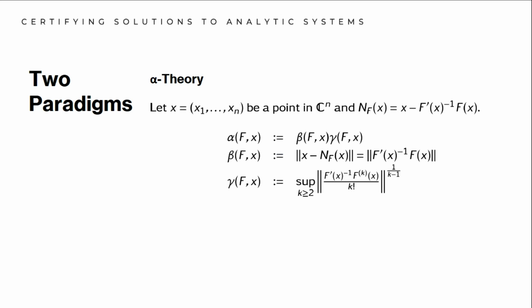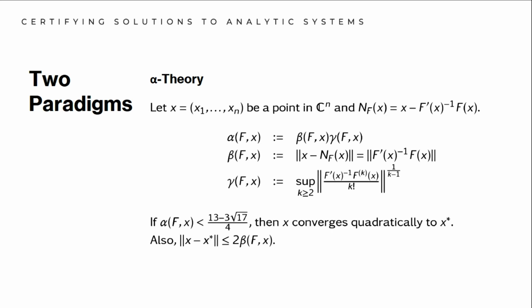Let me also introduce alpha theory. Let's say that we have a point x here. Please remember that we have coordinates x1 through xn. Then with this Newton iteration map, we can define these 3 parameters. The first one, alpha, is obtained by the multiplication of beta and gamma. Beta is just the length of the Newton step. And gamma is obtained by the supremum of the inverse of the Jacobian times the kth derivative, divided by k factorial, and take the k minus 1 root, which is really complicated.